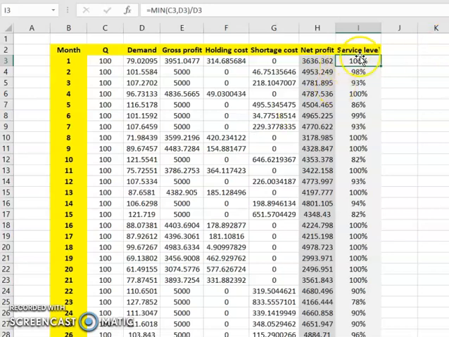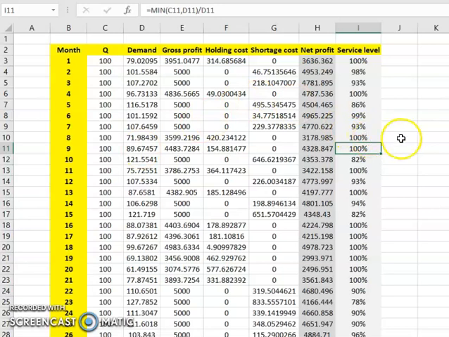So let's check it here. Q is 100 and demand is 79. So the service level would be 100. Here, we have again Q 100. So anytime that demand is smaller than Q, that's the one with a service level of 100%.